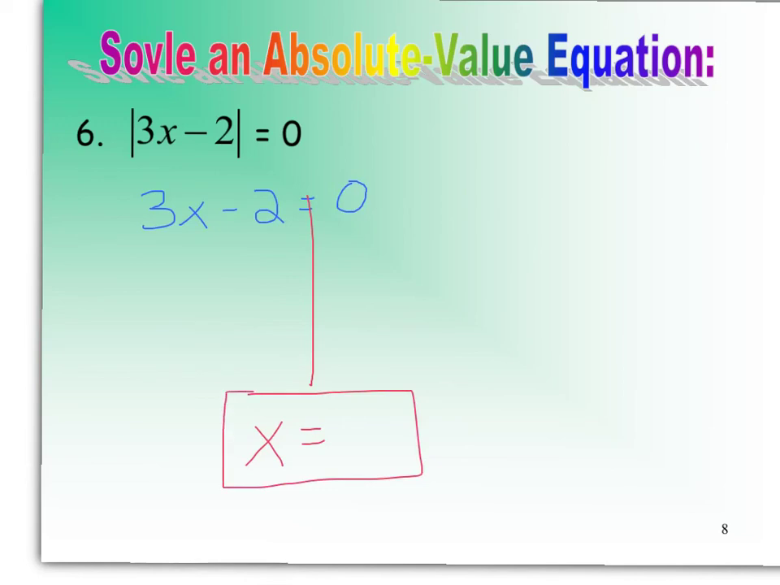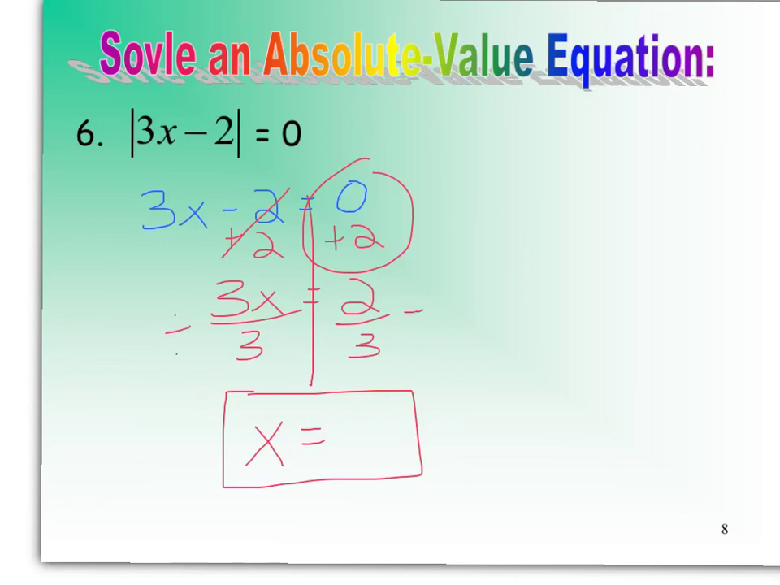Okay, so we isolate the x. We need to do plus 2, add the opposite, cancel out. We have 3x equals 0 plus 2 is 2. We divide both sides by 3. These cancel out. If we did 2 divided by 3, we're going to get 0.6666 repeating. So we know we put the bar above.